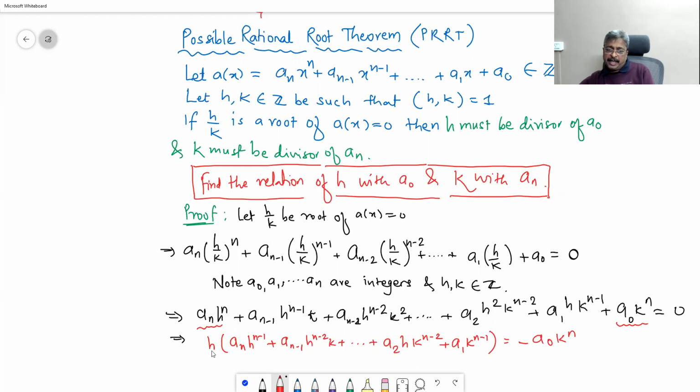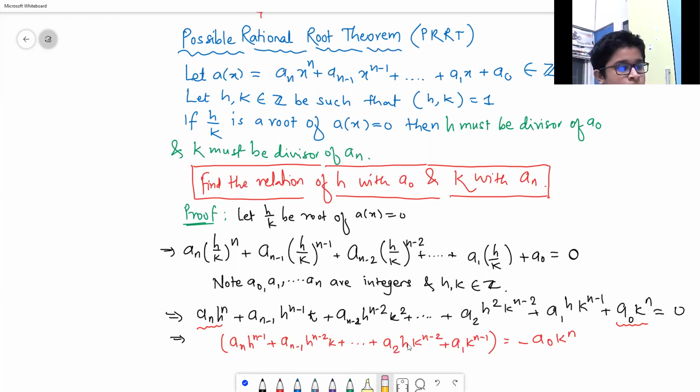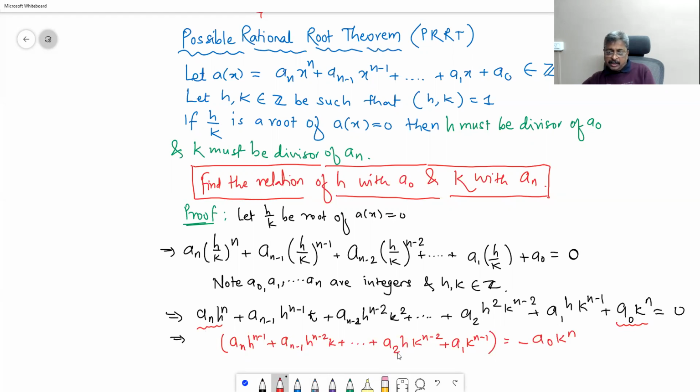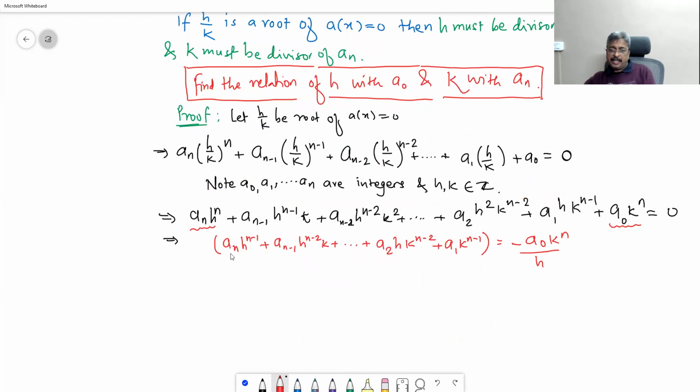And now if I take h to the denominator, because h is not equal to 0, I can always take it in the denominator here. Then if I observe this expression, the LHS is an integer because n is an integer, h is an integer, n minus 1 is an integer, and h and k are both integers. Everything in the LHS is an integer, which implies the RHS must be an integer. So either h must get absorbed in k or h must get absorbed in a0. But is there any way by which h can get absorbed in k? No, because their GCD is 1. This implies h divides a0.